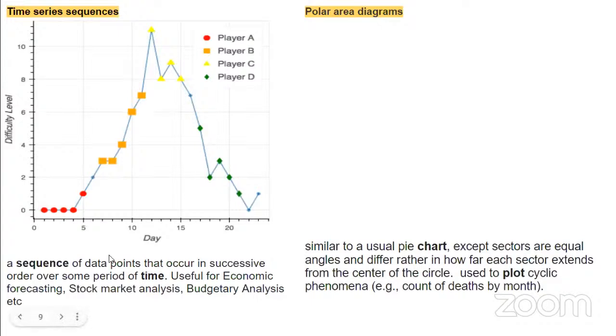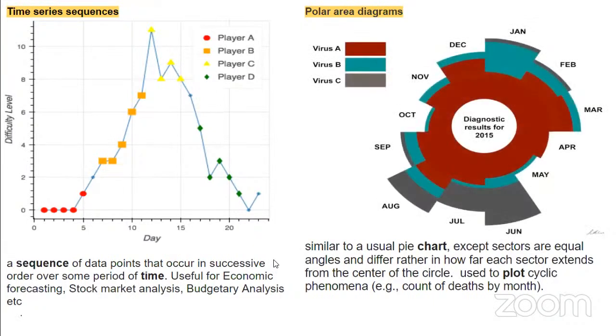A time series is a sequence of data points that occur in successive order over some period of time, useful for economic forecasting, stock market analysis, budgetary analysis, etc. So a time series is basically like a line chart, but we are using it to highlight the occurrence of items over a period of time. So you can do it with economic forecasting, stock market analysis, budgetary analysis, etc.